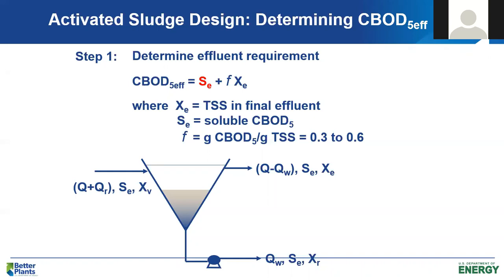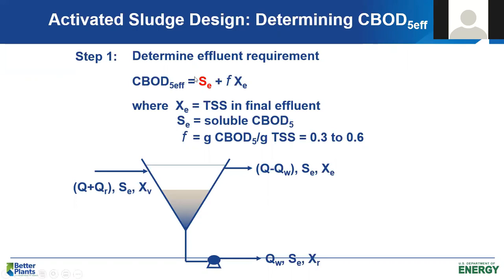So we can use the previous relationship to calculate or determine S sub B, the soluble CBOD5, and then we can add to S sub B, F times X sub B, which represents the particulate or suspended CBOD5 of the effluent. So we take this value F, which is grams of CBOD5 per gram of suspended solids in the effluent, and that value would normally be 0.3 to 0.6. We multiply F times the suspended solids of the effluent, and we'll approximate what the particulate CBOD5 of the effluent is.